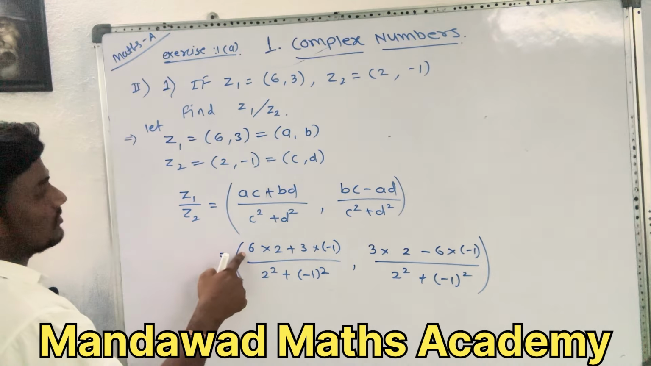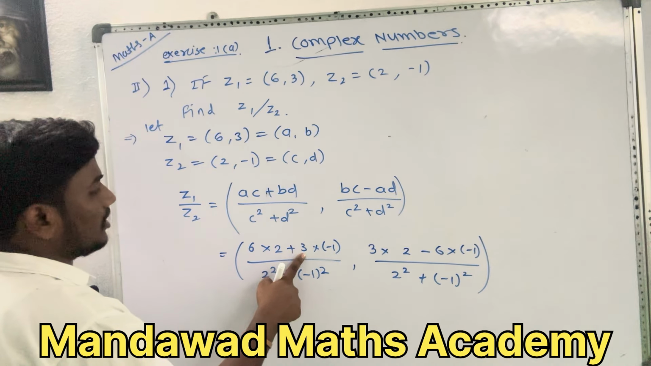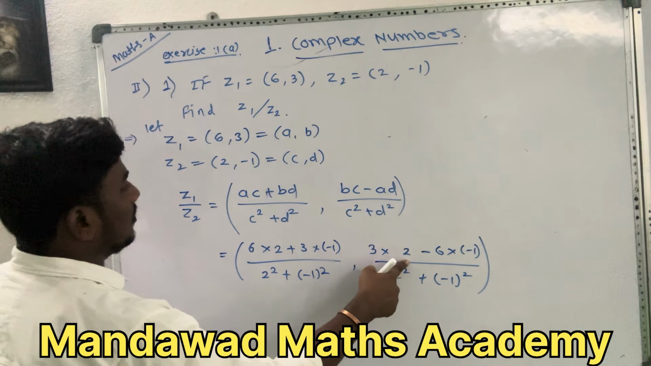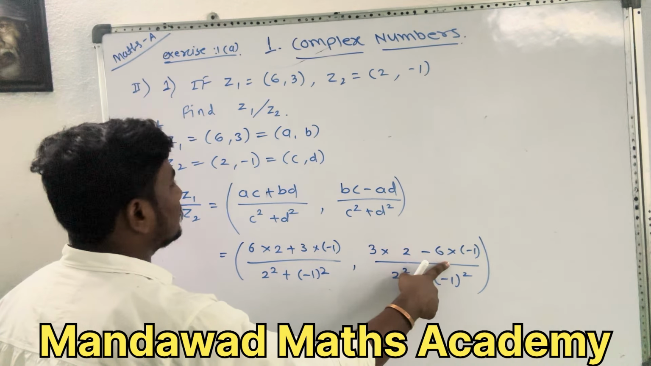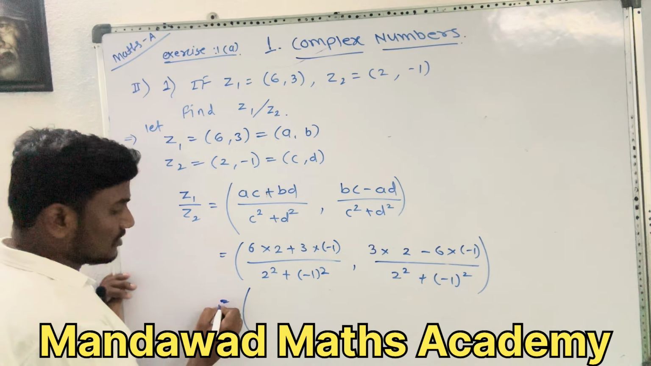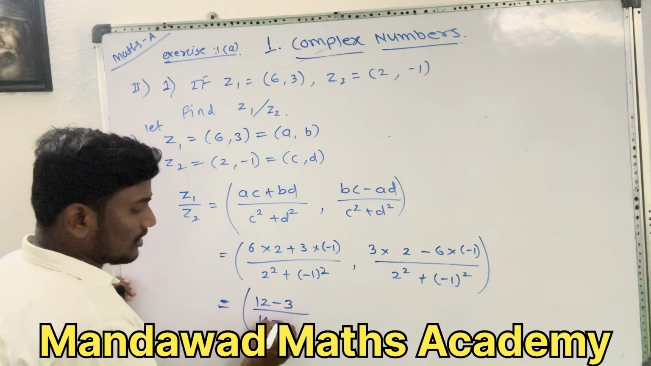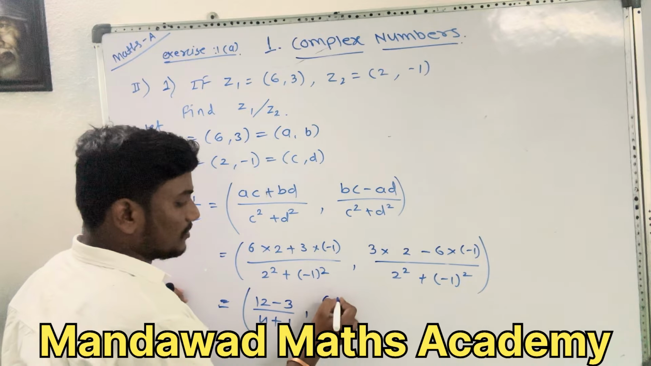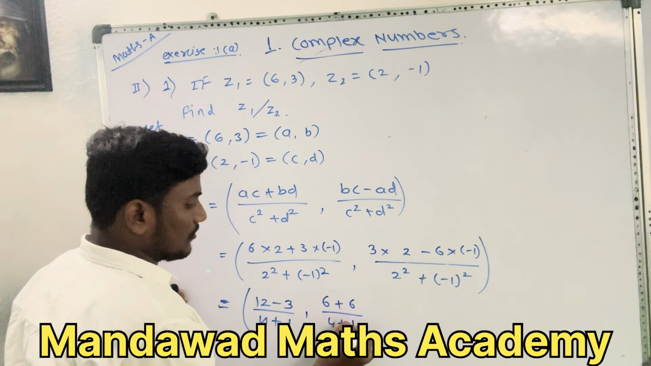Yes, a is 6, c is 2, plus b is 3 and d is minus 1. Divided by this. Okay, you can calculate this. We get the answer: 6 2s are 12 plus minus minus 3 1s are 3, 2 square 4 plus minus 1 square 1 only. Okay, 3 2s are 6 minus minus plus 6 1s are 6, 2 square 4 plus 1 square 1.